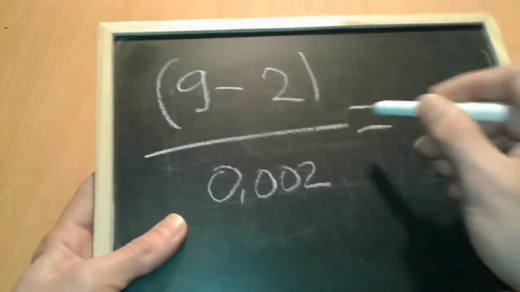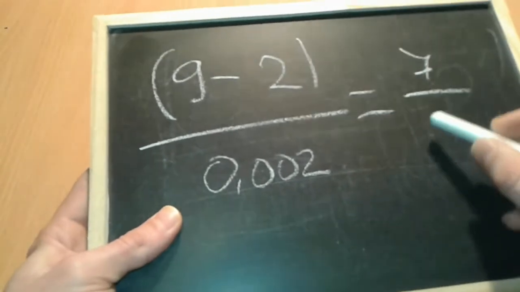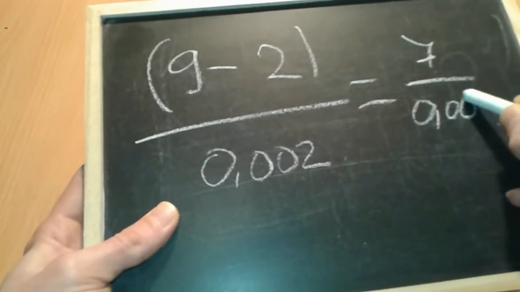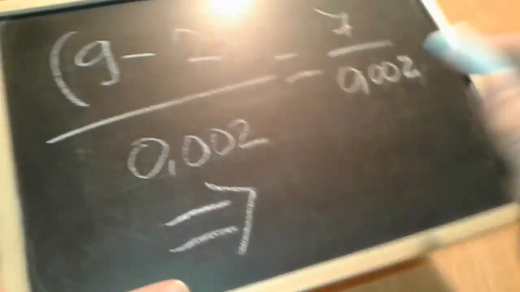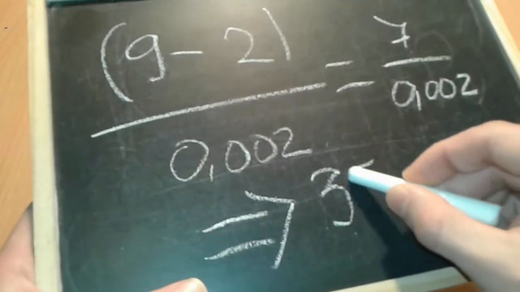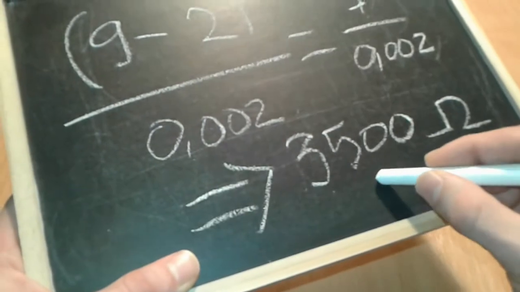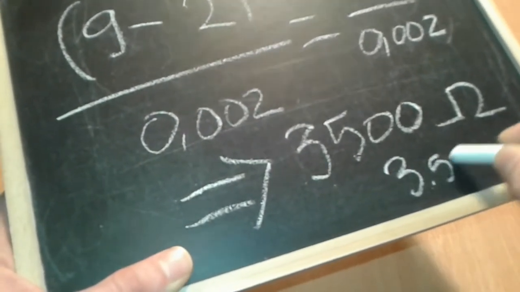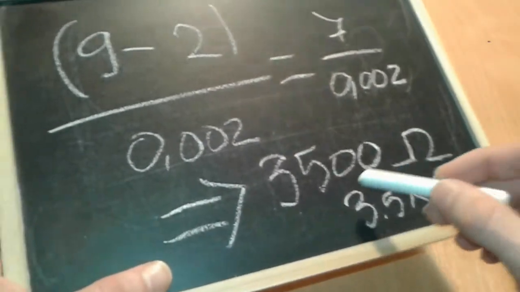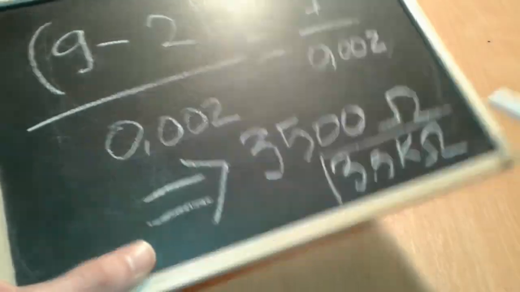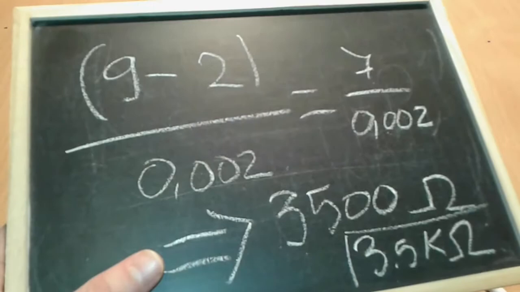So 9 minus 2 is going to be 7 over 0.002. Now you can do the calculation and you're going to end up with 3500 ohms, or more precisely 3.5 kilo ohms. So we're going to need a resistor value of 3.5. Let's dive in and maybe I'm going to find one to show you exactly.